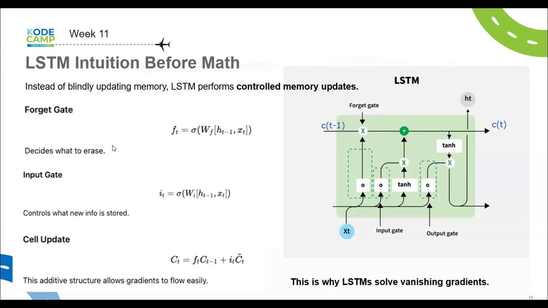Then the next gate is the input gate. The input gate is IT, right? IT is also similar to the forget gate, exactly the same mathematical function, basically the same implementation from the standpoint of a neural network. It is still a concatenation of the previous hidden state and the current input, right? But now you have a different set of weights.